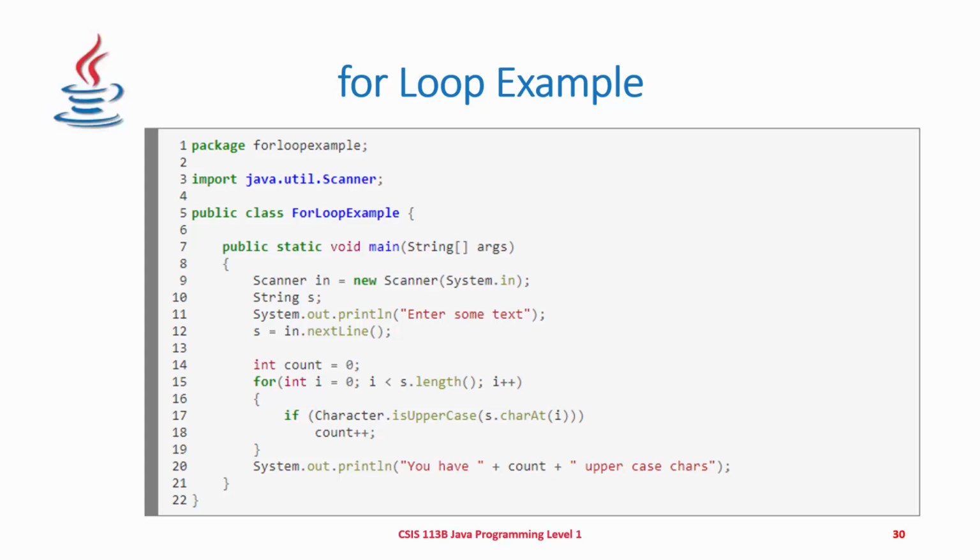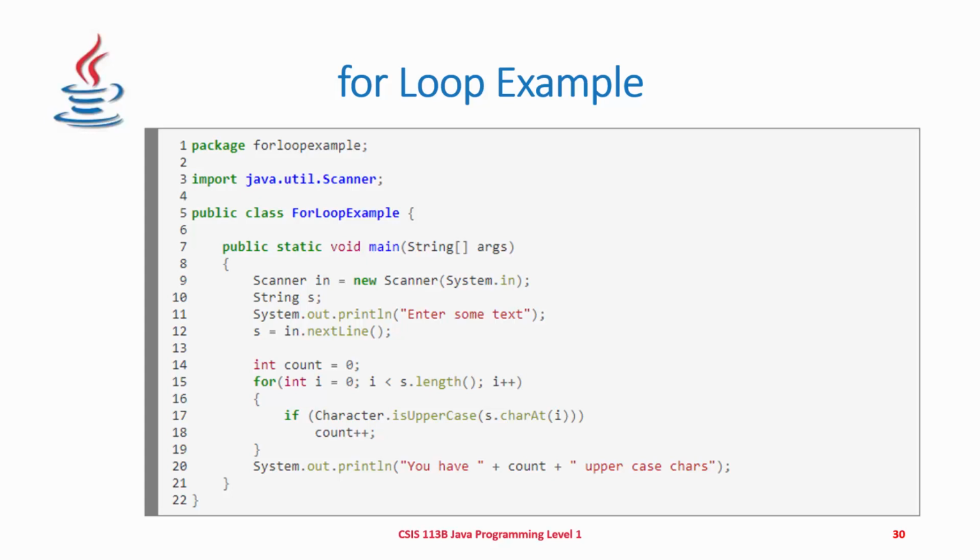So whatever character it is in the string at that time, we check to see: is it uppercase? If it is, then we're going to increment our count variable by 1. If it isn't, we don't increment the count variable. But we still continue through the loop until we get to the end of the string, because the loop is going to run based on the number of characters in the string.